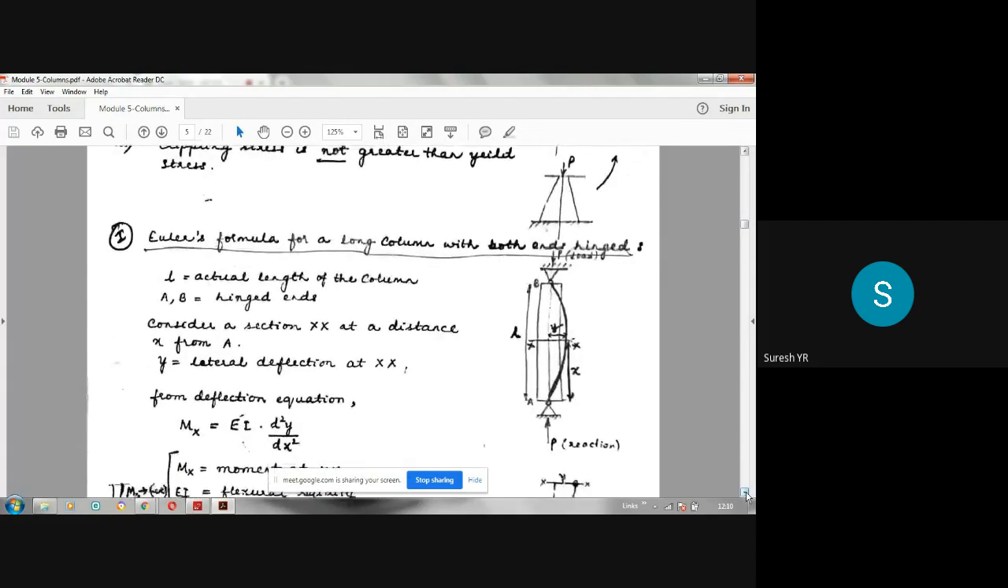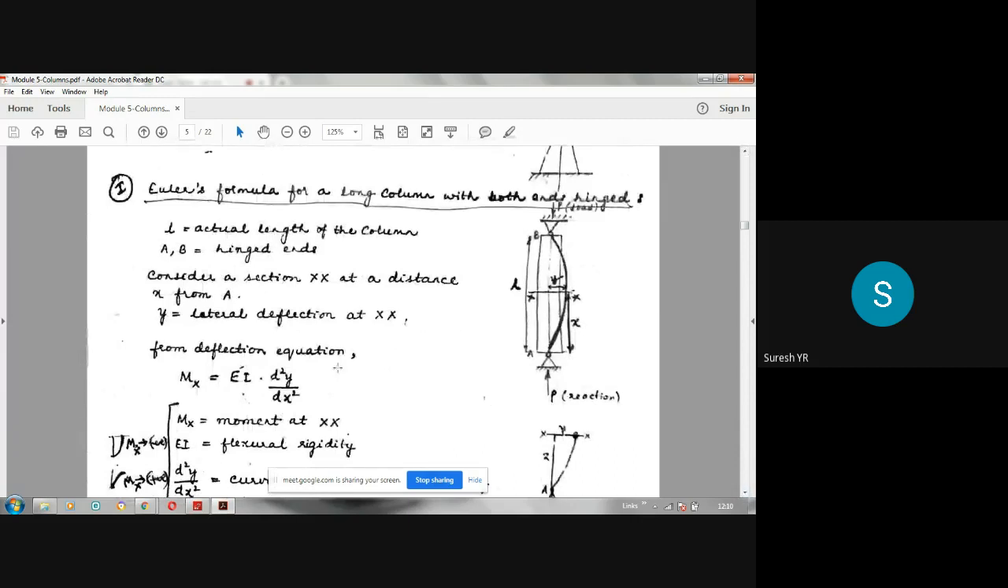Now all of you please observe here, very important derivation. If you understand one derivation, all the other three derivations, of course, run along the same lines. So there are 4 derivations, they can give any one of them. The only thing is the expression for moment is different in all the 4 derivations. So the first standard derivation is when both ends are hinged. So here you can see that this is a column with both ends hinged.